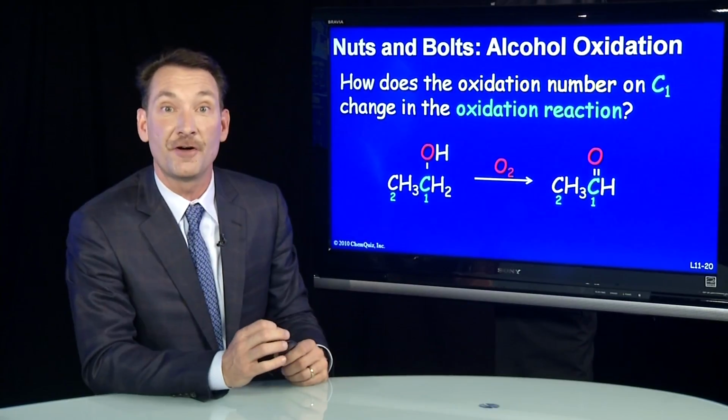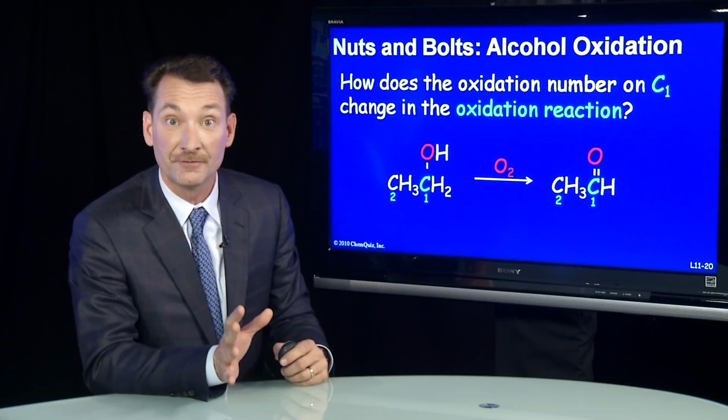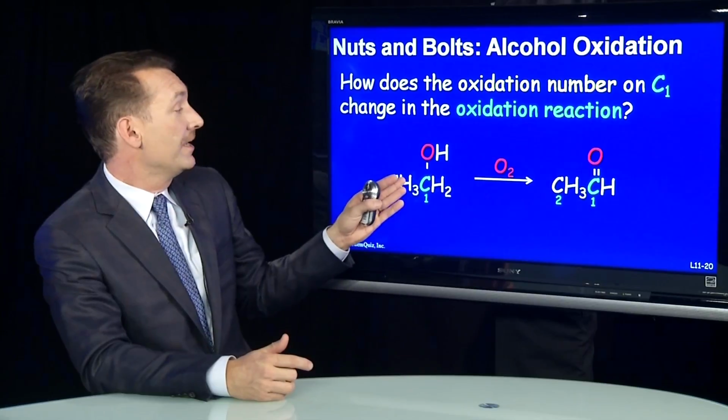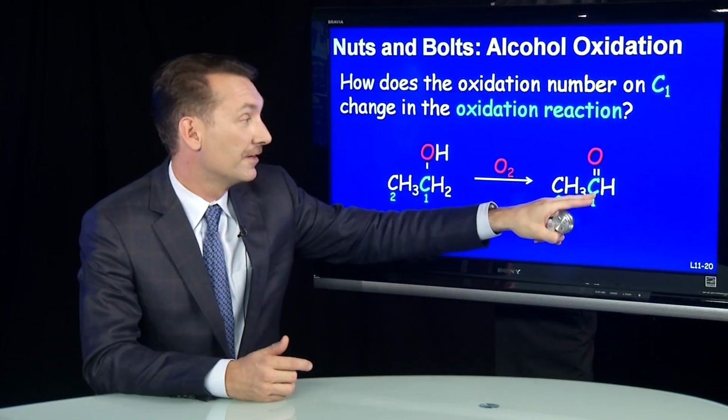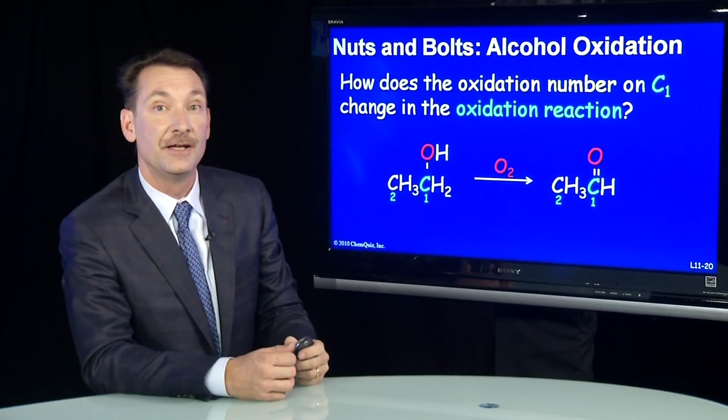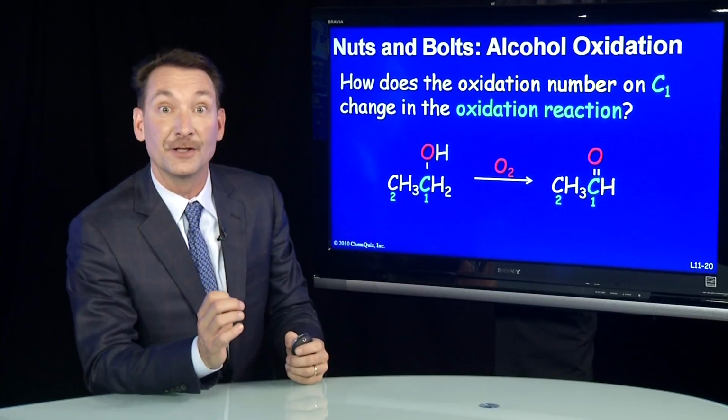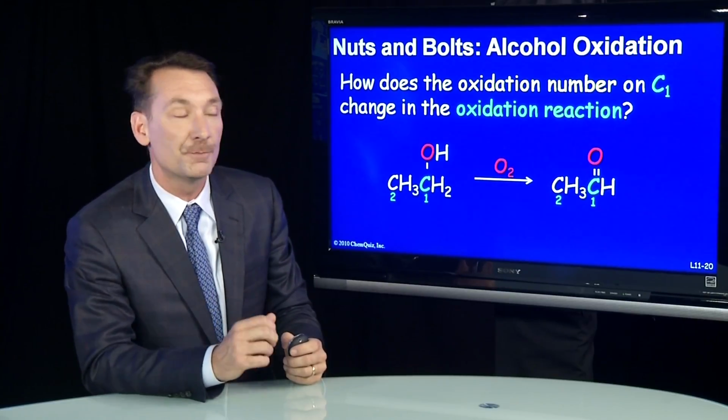Let's do a calculation involving oxidation numbers determined from Lewis dot structures. Here's two molecules. An oxidation reaction occurs, and the question is, what happens to the oxidation number of carbon number 1 that I've listed here in green? Well, in order to do that, we need a Lewis electron dot structure for each molecule.